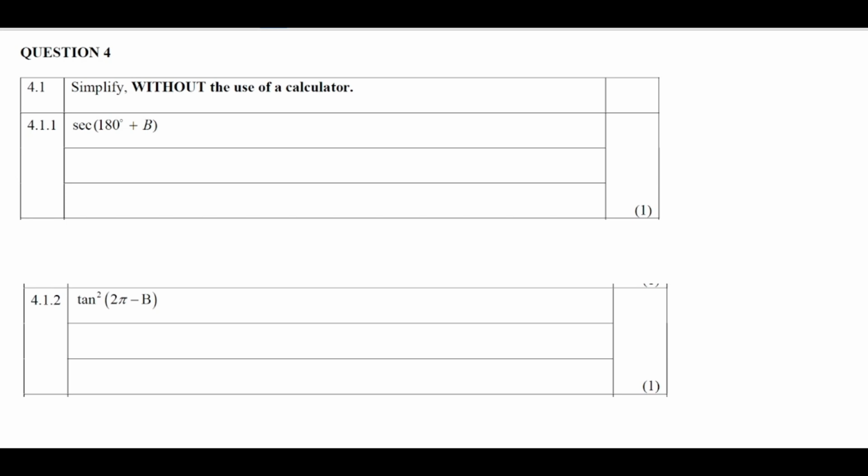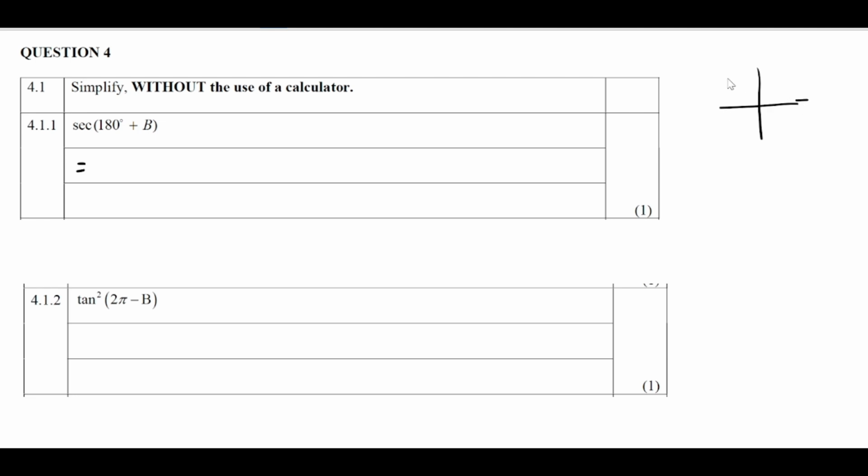Welcome back. We are continuing with our question paper. We are now on question number 4. We are given sec of 180 degrees plus b. They say simplify the following without the use of a calculator. Okay, in which quadrant do we find 180 degrees plus?